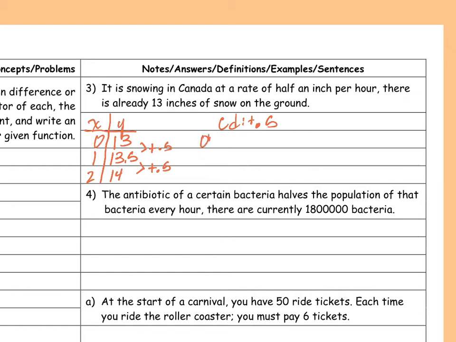My 0th term is 13, and my equation, y equals mx plus b, right? That's the one I'm going to use. So I've got y equals 0.5x plus 13.